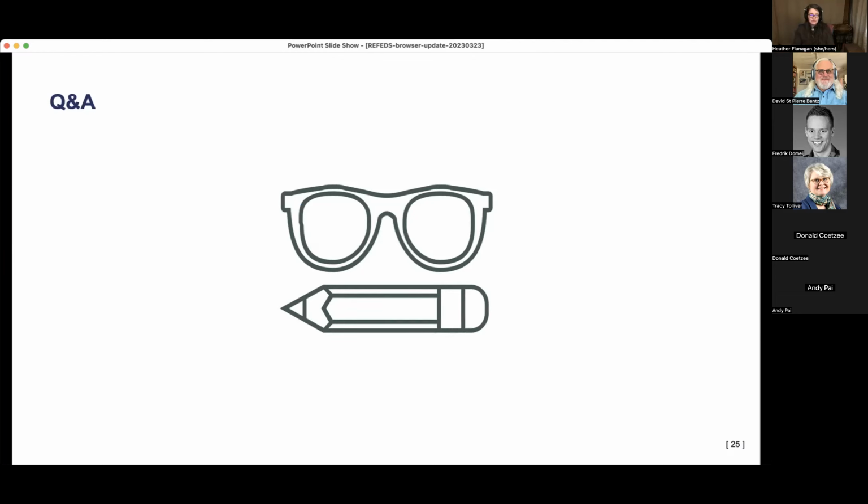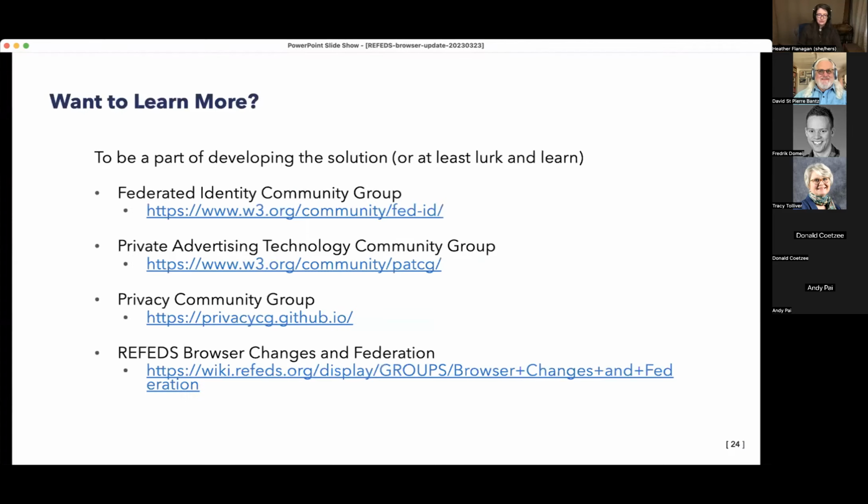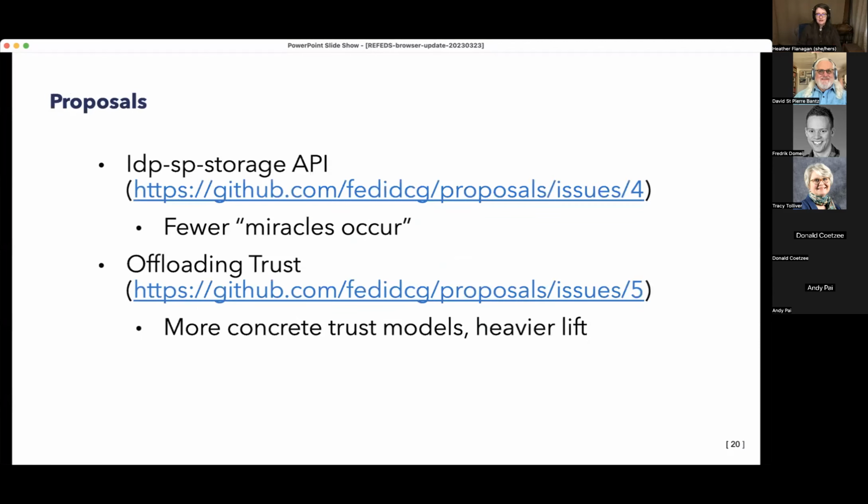So the two proposals in question are... it's almost easier to read those through because they are fairly in depth. We went so far as to say, okay, what would this look like end to end? The IDP storage API assumes a bit more information being offered, I believe, by the service provider.